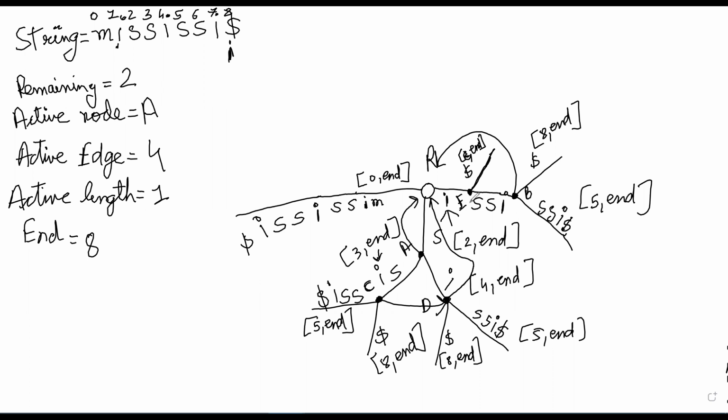As you can see, the pointer is pointing at I, which has a parent node AR. So we're gonna change our active node from A to R, increment our active edge from 4 to 5, and decrement our active length from 1 to 0. And also we are going to decrement our remaining pointer from 2 to 1.